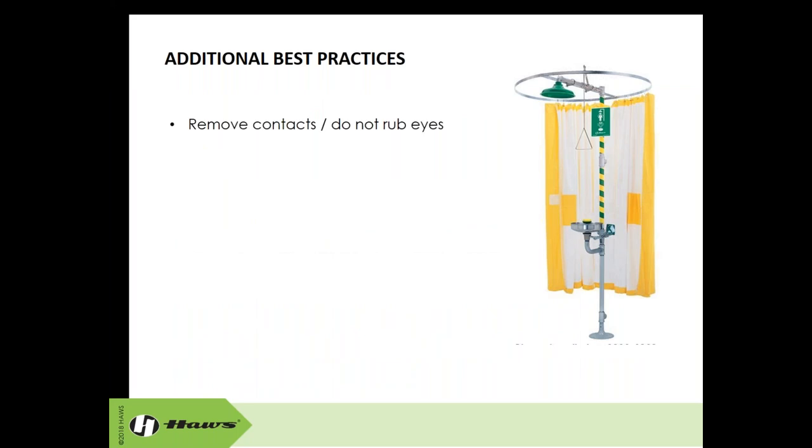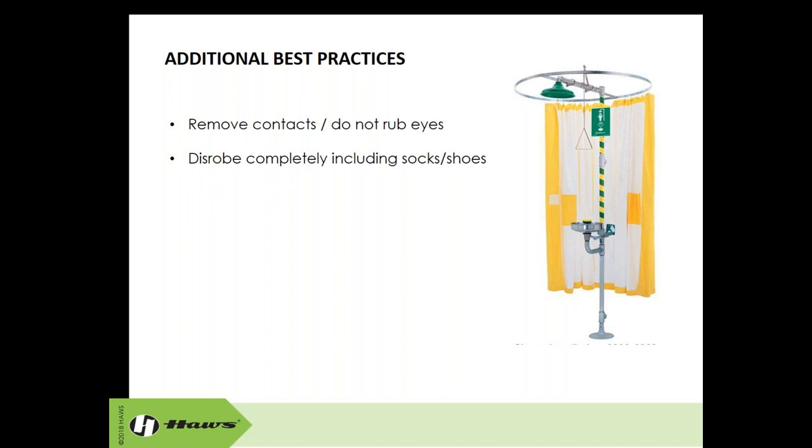For some additional best practices, first, remove your contacts. Do not rub your eyes. Contacts can trap the contaminants between your eye and the contact lens, making for some additional issues that you're going to have to deal with, and will not allow the water to properly flush and irrigate your eye. Disrobe completely, including socks, including your shoes. Shoes can trap contaminants at the shower, so make sure you remove them once you get to the shower.